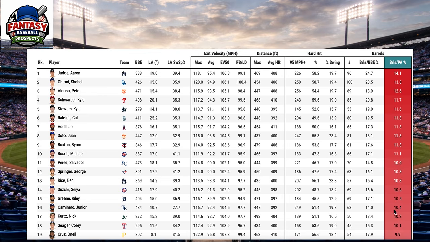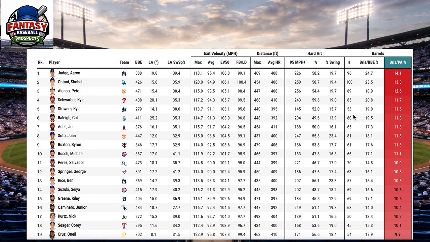That's something to keep in mind, because when you're truly barreling the ball, you're likely to get pretty good outcomes, and that's why it shouldn't surprise me. But of his 226 hard hit balls, 96 of them had the perfect launch angle and the exit velocity to be considered a barrel.